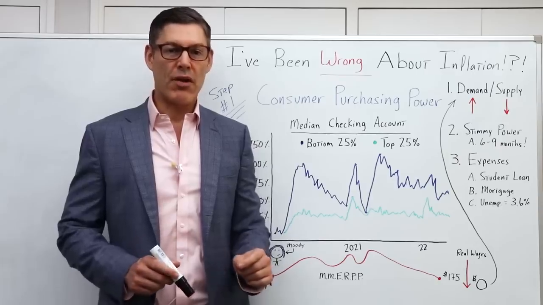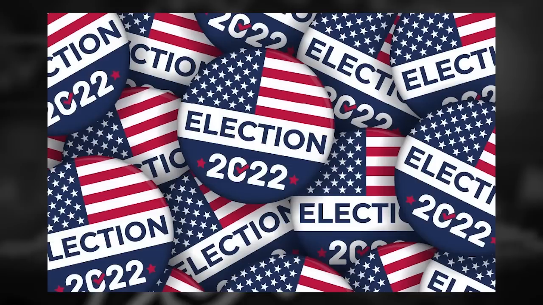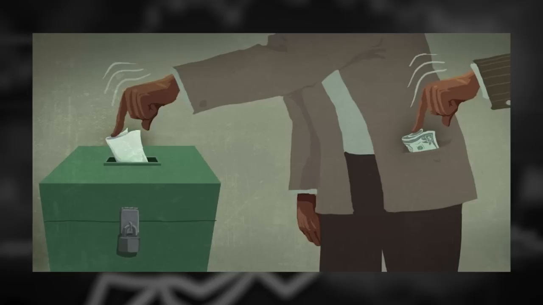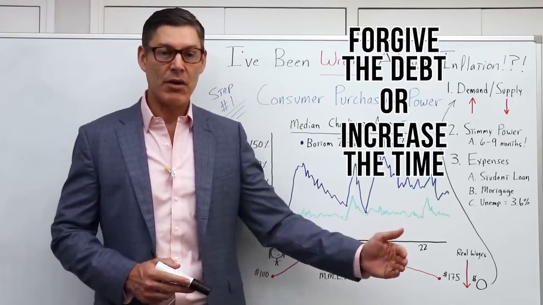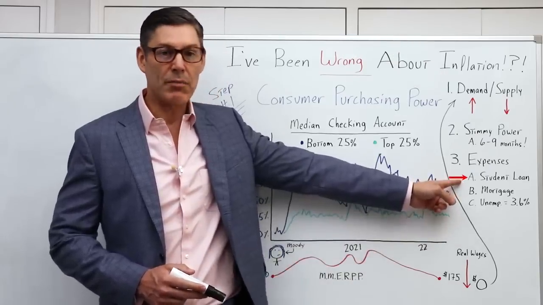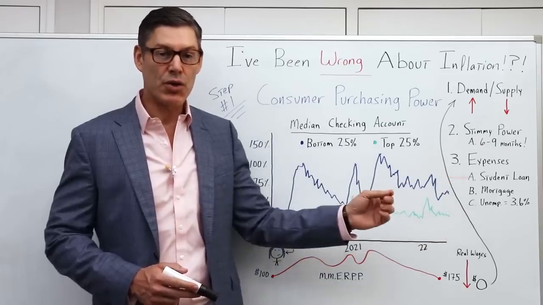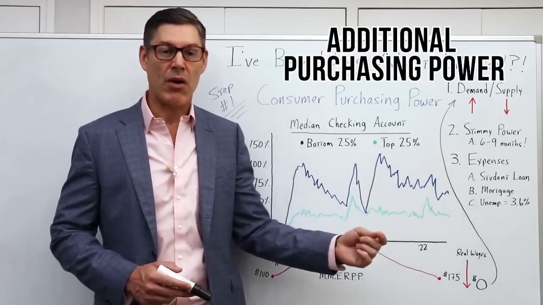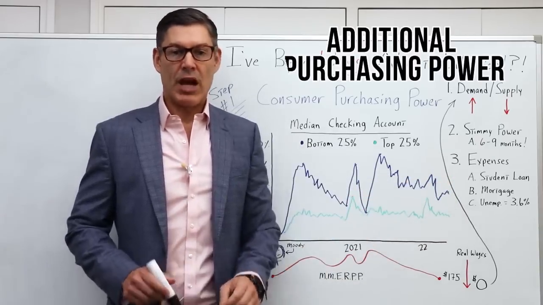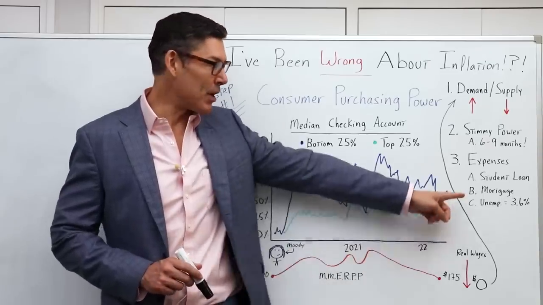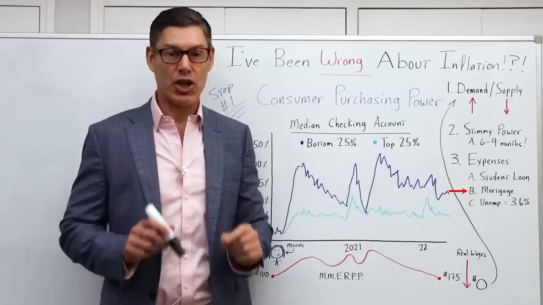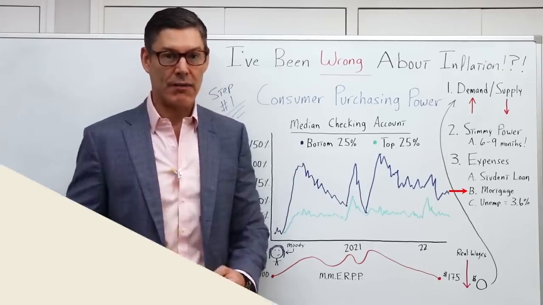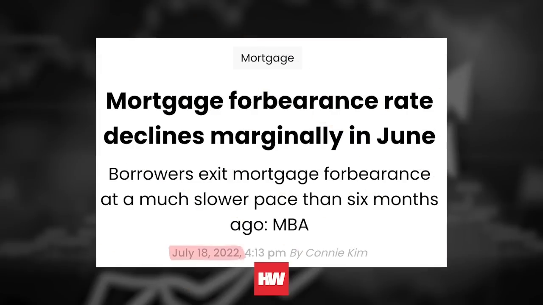And of course, this is right around election time. So what do you think the politicians are going to do to buy votes? They're either going to forgive the debt or they're going to increase the time where these students don't have to pay back the loan, making sure that they have additional purchasing power that they wouldn't otherwise have. And when you get into the details of what's happening with the mortgage forbearance behind the scenes, it gets even more shocking. Editor, cut to the internet. This is a July 18th article from HousingWire.com.